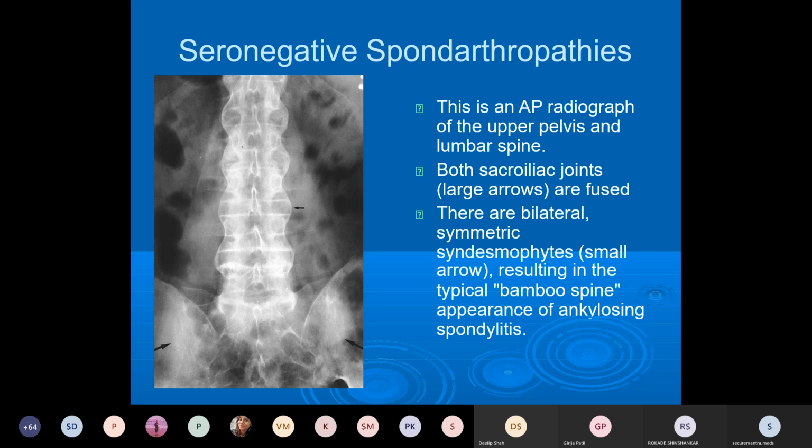Next is the seronegative spondyloarthropathies. This is an AP radiograph of the upper pelvis and the spine, and both the sacroiliac joints are fused. There is bilateral and symmetric fusion of the sacroiliac joint. And there is a bamboo spine appearance. That is the fusion of multiple syndesmophytes that are formed. That is the larger osteophytic formation, and these are fused, giving the appearance of a bamboo spine. So in seronegative spondyloarthropathy, that is ankylosing spondylitis, we can get the bamboo spine appearance and fusion of the sacroiliac joint.